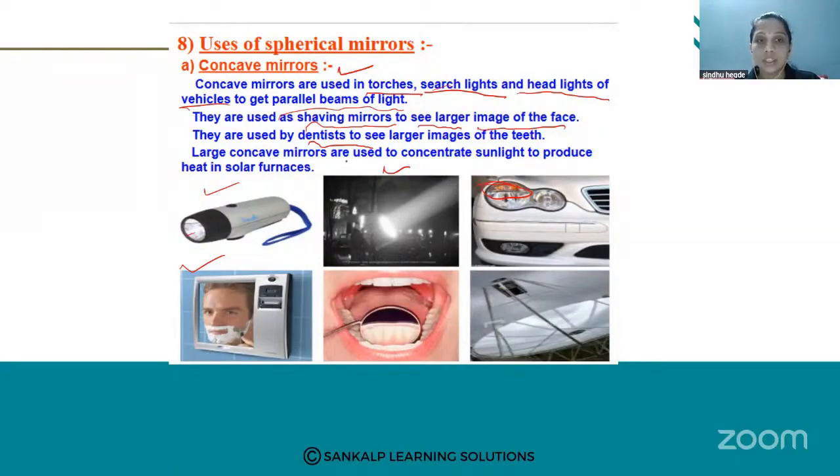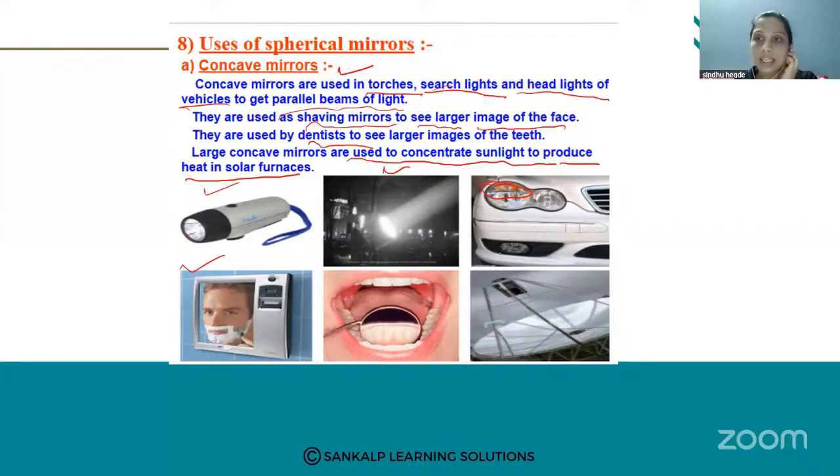Next one, concave mirrors are used to concentrate sunlight to produce the heat in solar devices. Okay. See this, in solar devices also we use concave mirrors. Why do we use concave mirrors here? Because they concentrate sunlight in one point.